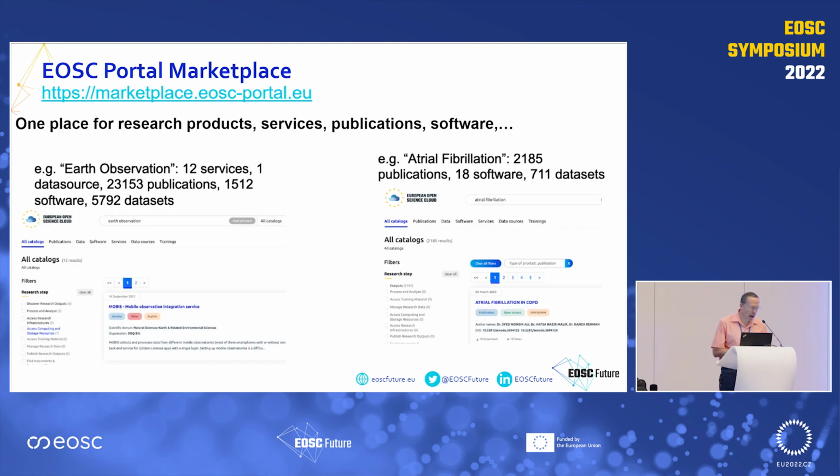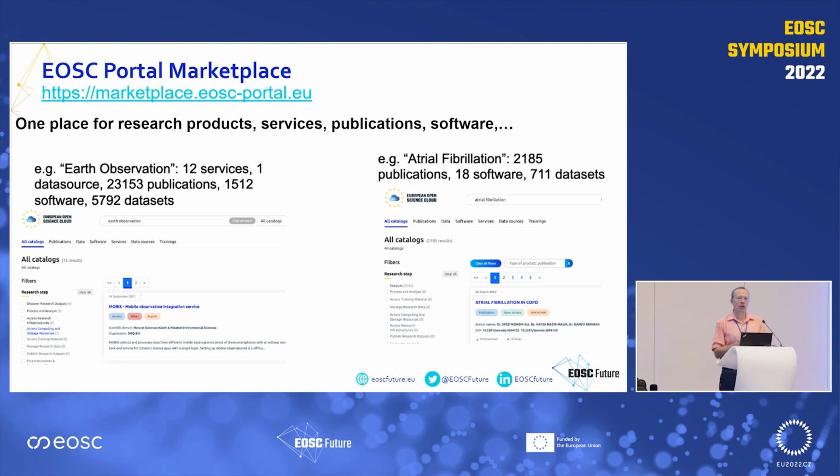So I'm going to give you now a couple of examples about how we can go about using this marketplace. One example being Earth observation. It's a very generic subject. You put that into the search bar and it comes up with 12 services related to Earth observation, a data source, 23,000 publications, over 1,500 pieces of software, and 5,600 data sets. Very large numbers. Of course, we need to know how to use them, and this is when the interoperability framework, the execution framework, which you will hear more about tomorrow morning, comes in to join the dots that you saw from Mark's presentation.